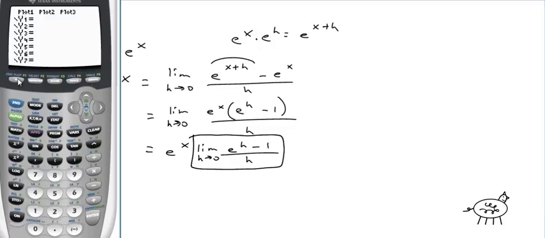All right, so let's type this in. Of course it's an h, but we're going to use x because that's what we have in our graphing calculator. We're going to use parentheses here. So it's going to be second natural log, so e to the x, close parenthesis, minus 1, and then close parenthesis again. That's the numerator, and then divided by x. Then we're going to do zoom standard, and that's what my graph is.